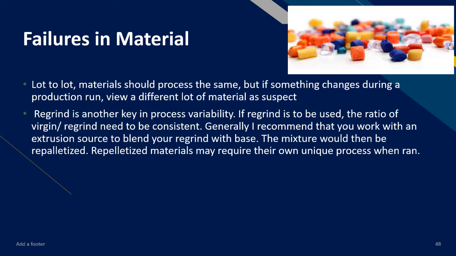Regrind is another key in process variability. If regrind is to be used, the ratio of virgin and regrind needs to be consistent. Generally, I recommend that you work with an extrusion source to blend your regrind with base. The mixture would then be repelletized. Repelletized materials may require their own unique process when run.